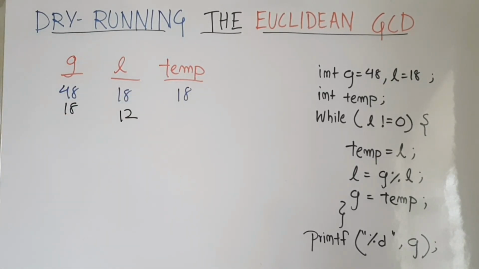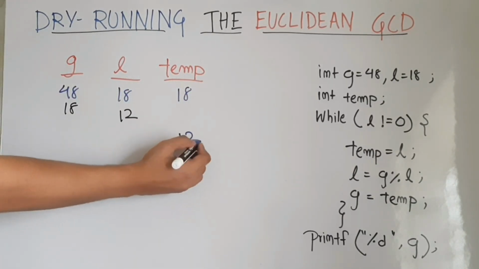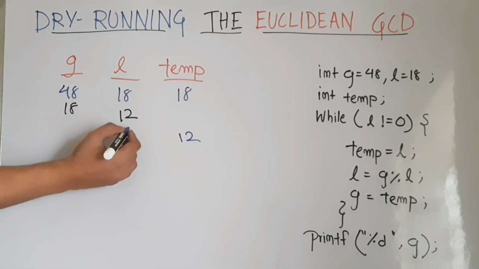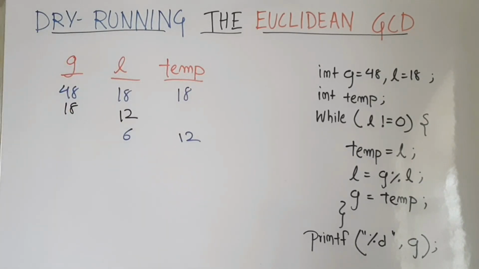We enter the loop again. Now the value of L is 12. L is still not equal to 0. Temp equal to L. L is equal to G modulo L. So L will now store the remainder after 18 is divided by 12. That is 6. Finally, G is equal to temp. The value in temp is 12. So G will also be equal to 12.